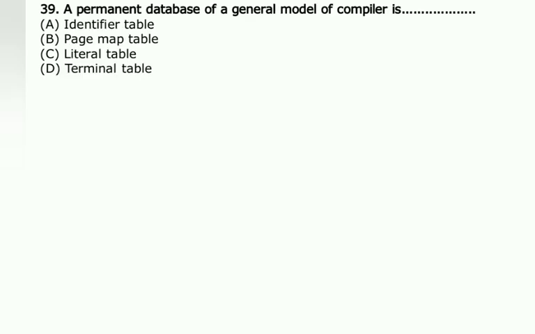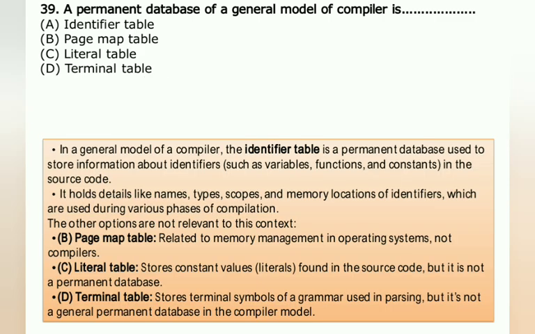Next one. A permanent database of a general model of compiler is the terminal table. Terminal table is a permanent table which lists all keywords and special symbols of the language in a symbolic form. Option D is the correct one. Next.